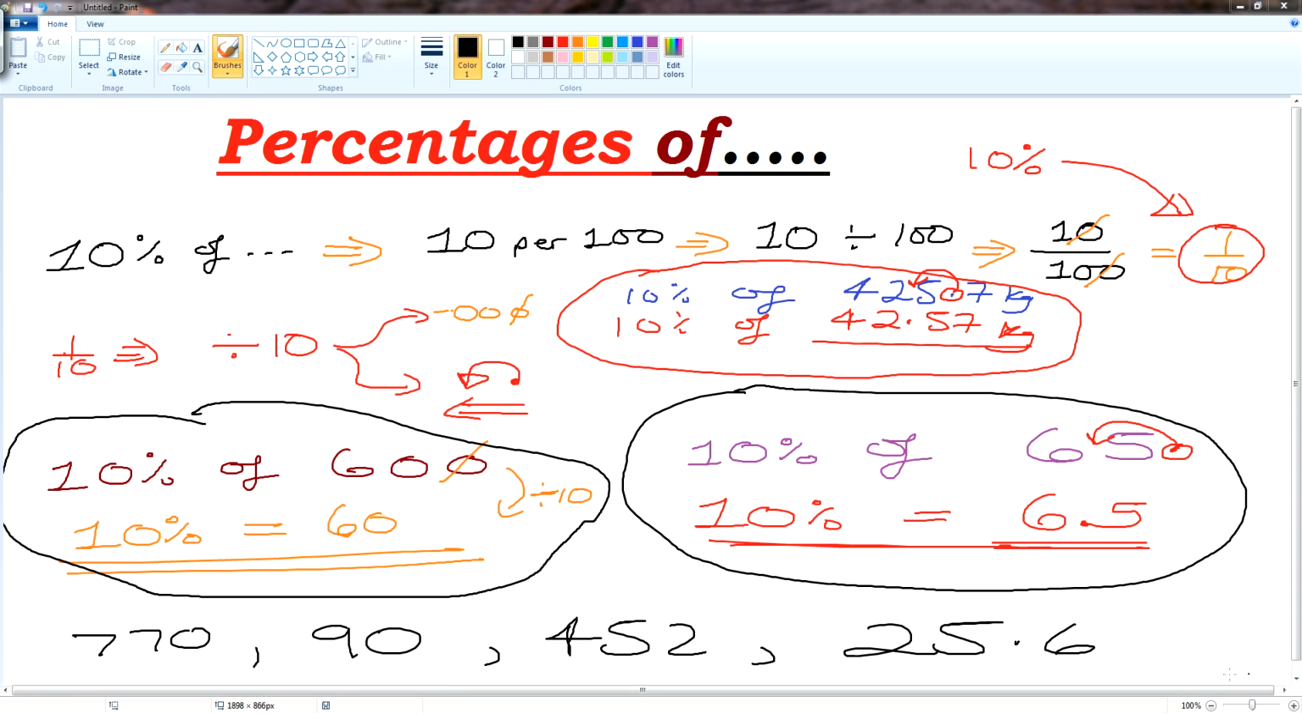Okay, folks, back to record now. I'm going to give you the answers to the questions I gave you. 10% of the first number is 77. 10% of the second number is 9. 10% of the next number is 45.2. The last one is 2.56. Okay, that's the end of that 10% video.